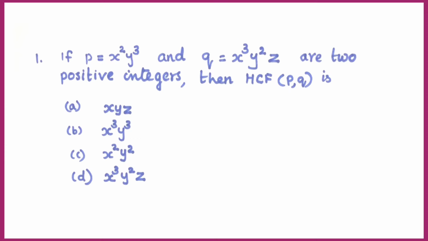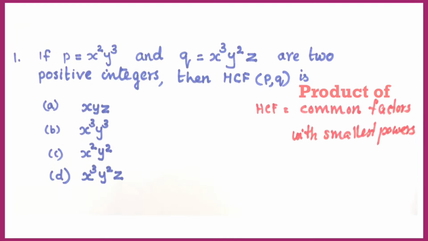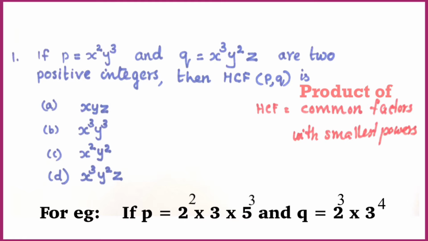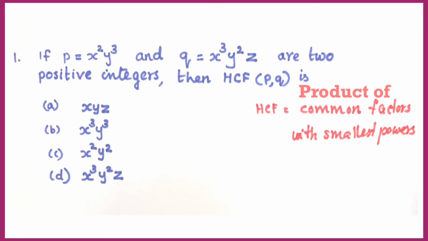If p equals x square y cube and q equals x cube y square z are two positive integers, then HCF of p, q is. HCF means product of common factors with the smallest powers. Here we can see p and q are having variables as their factors. But sometimes we may get questions with prime numbers as their factors. We answer in the same way. Here we need the common factor having the smallest power.